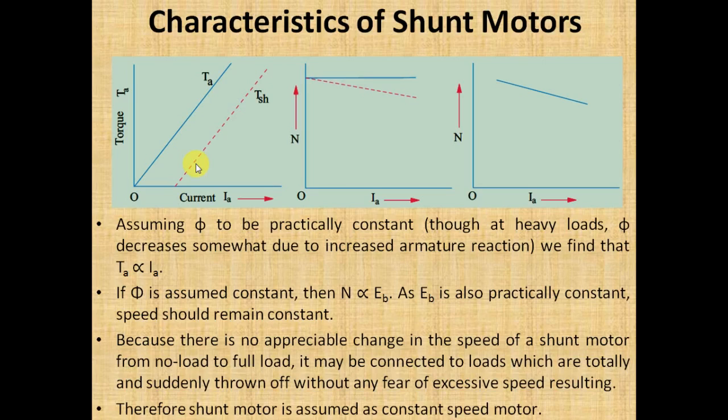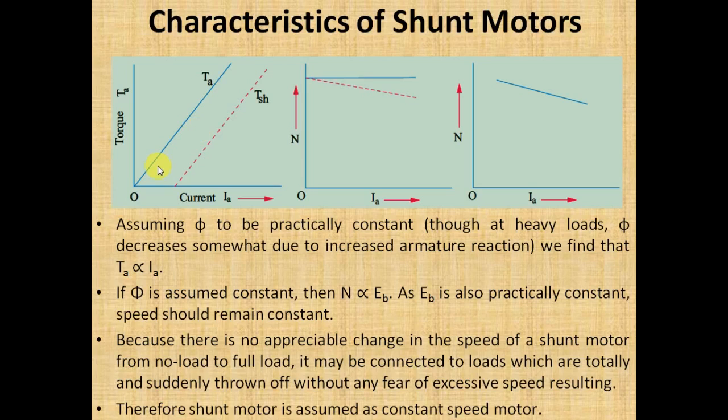This constant value of field current will result in a constant value of magnetic flux. Therefore, from the standard relation of armature torque, that is Ta = 0.159 φ Z Ia P/A, we very well know that Ta is directly proportional to φ Ia. Since in the case of a DC shunt motor the magnitude of field current is constant, definitely the magnitude of flux also will be constant. Therefore, Ta will have only direct dependency on the armature current, that is Ta is directly proportional to Ia.